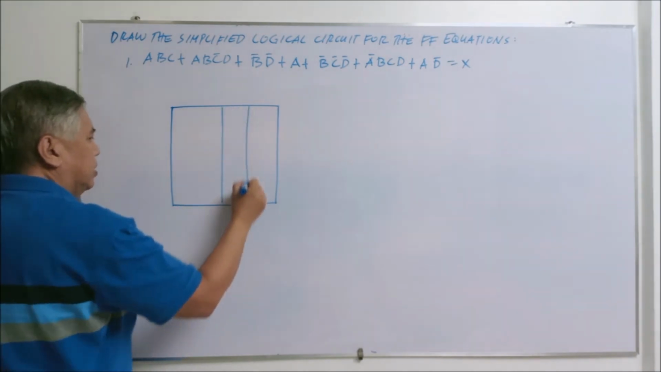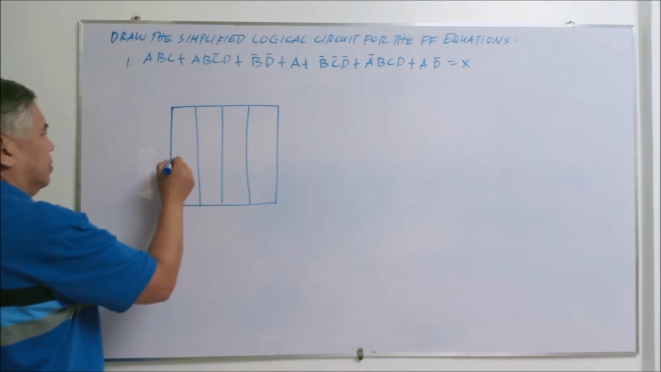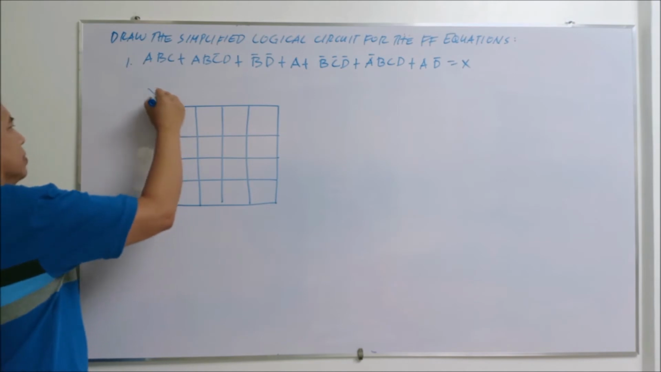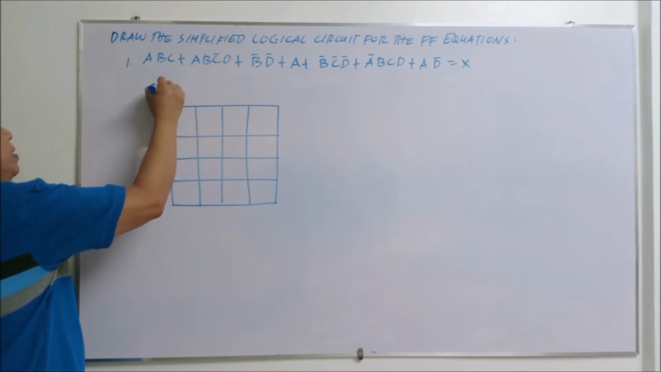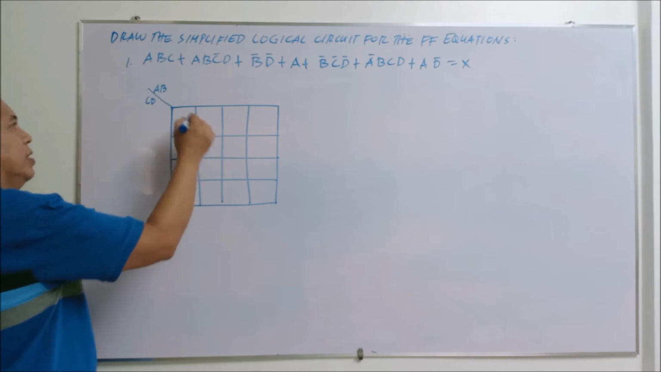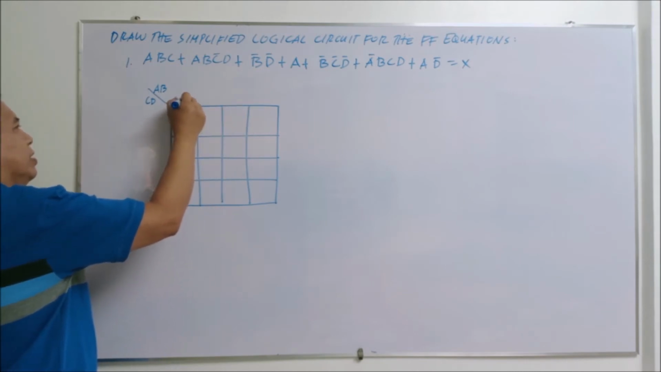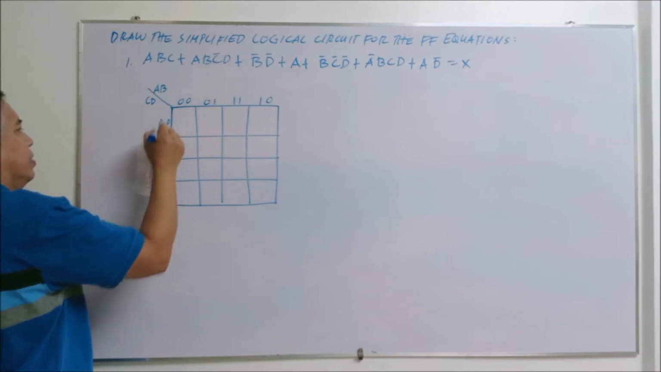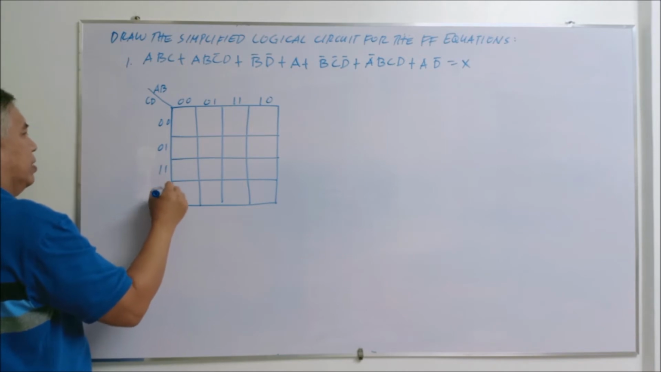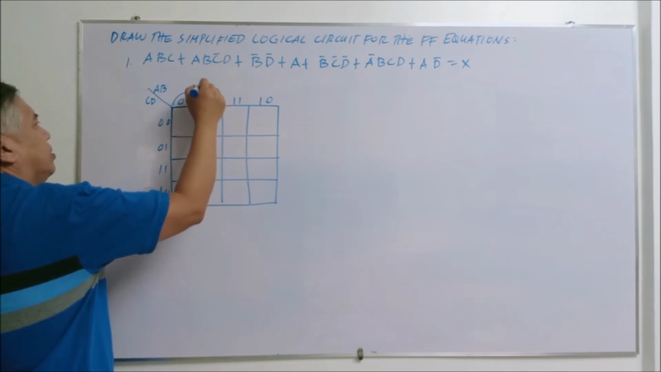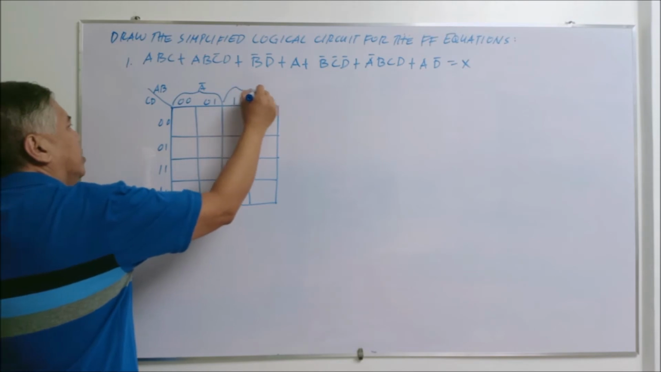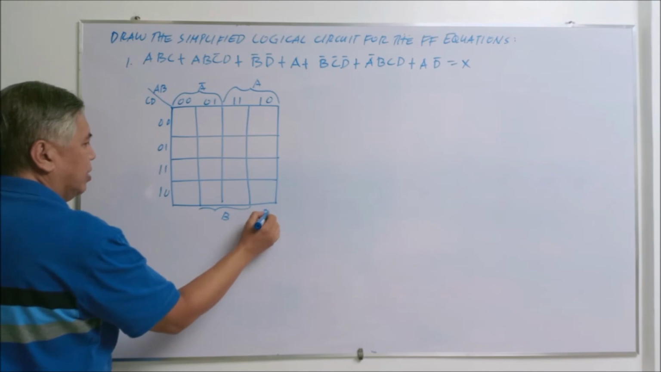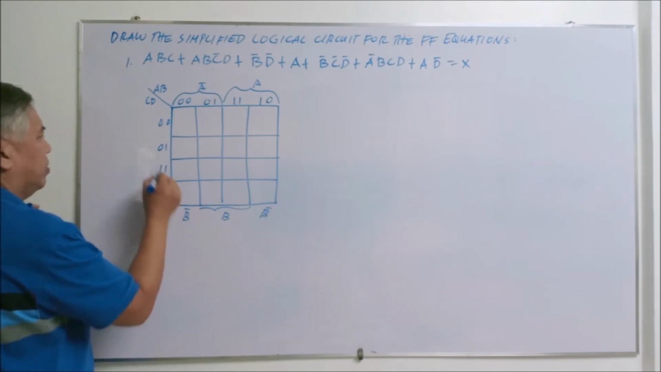Okay, 16 cells. So the inputs are A, B, C, D. The values of your variables are 0, 0, 0, 1, 1, 1, 1, 0, 0, 0, 0, 1, 1, 1, 1, 0. And we know that this belongs to A bar. This area here belongs to A. This belongs to B. And this one here is B bar and B bar.